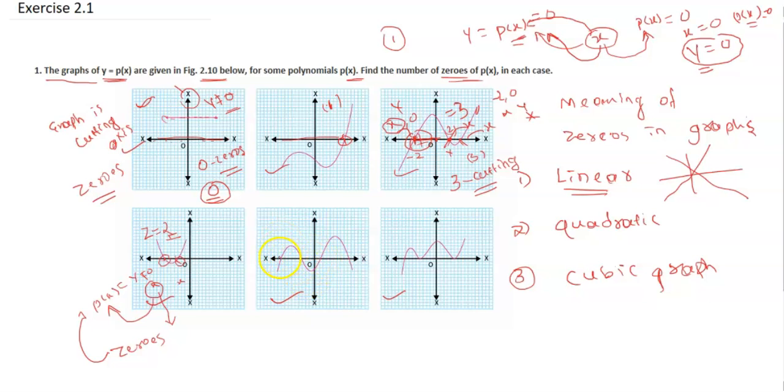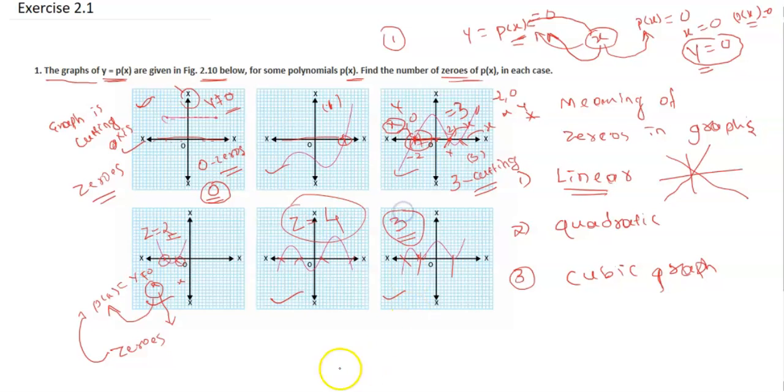In this graph, how many times is the graph cutting the x axis? At this point it is cutting. See here, and at this point it is cutting. Here, here. Totally how many times is it cutting the x axis? 1, 2, 3, 4. 4 times it is cutting the x axis. Hence the number of zeros will be 4. And if you want to find the number of zeros in this graph, here it is cutting 1 time, and here also it is cutting 1 time. So at 3 different points of x the graph is cutting the x axis. So the number of zeros is 3.